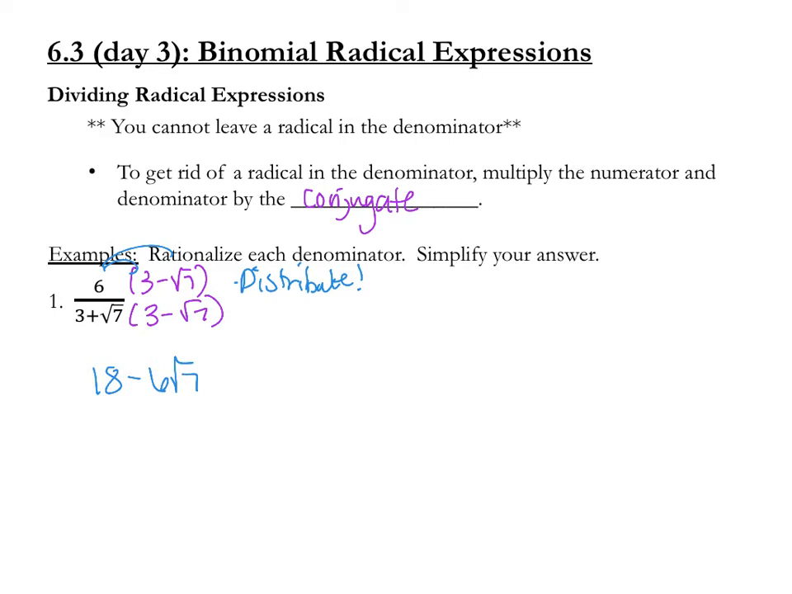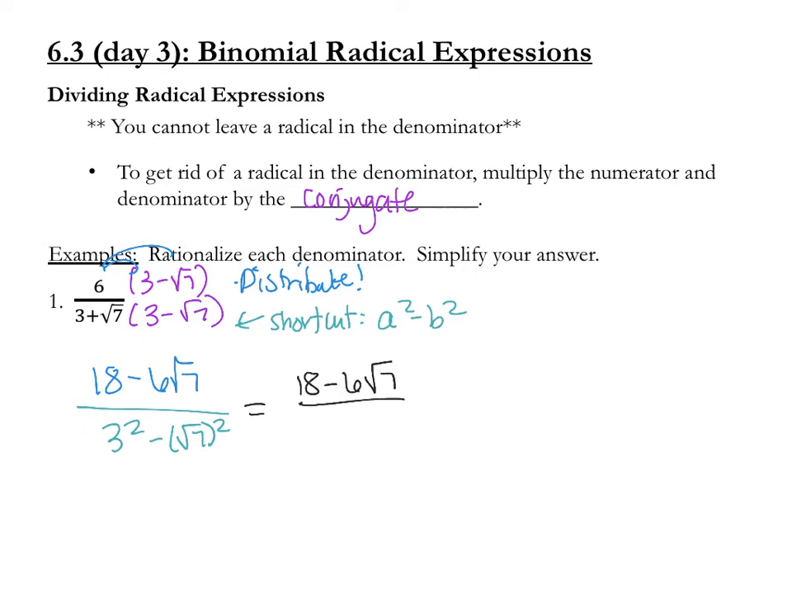And then on the bottom, you could double distribute, or you can use the shortcut that we talked about yesterday. Remember, the shortcut for the bottom is a squared minus b squared. So that's what I'm going to do here. That would be 3 squared minus radical 7 squared. And then we're just going to work on simplifying that. So this is going to be 18 minus 6 radical 7 over 9 minus, remember those just cancel and we get 7. So we get 18 minus 6 radical 7 over 2.